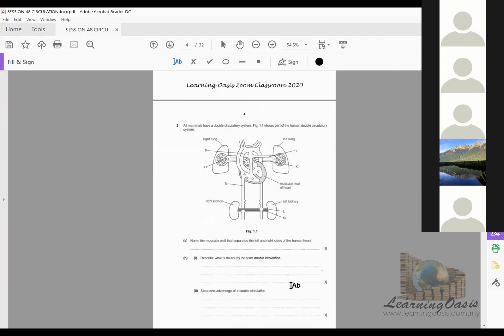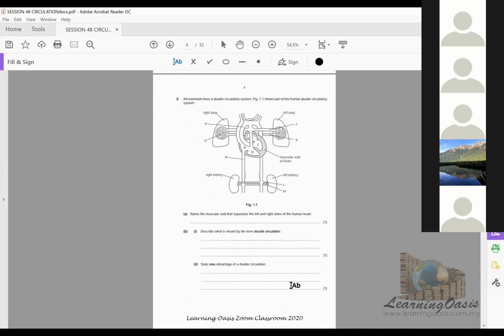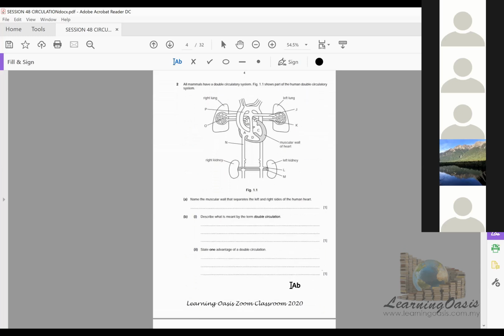Okay, next one. Now, it says here all mammals have a double circulatory system. Figure 1.1 shows part of the human double circulatory system. You have the right lung, you have the left lung, then what is P there? What is P here? And you have your D, all this.